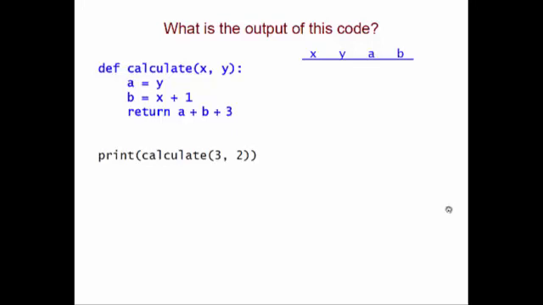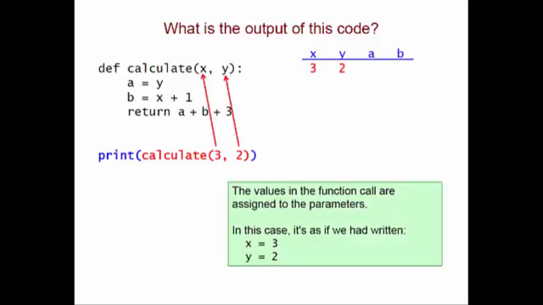And then we'll come down here to the print statement. But before we can print anything, we have to make the function call. And you can see here that we're passing in 3 for x and 2 for y. So that's the first thing that happens when you have a function call. The values that are specified for the parameters are passed in and assigned to the variables in the function header. So in this case, it's as if we had written these two assignments. X is assigned 3, y is assigned 2. Then we jump to that function and we begin executing it.